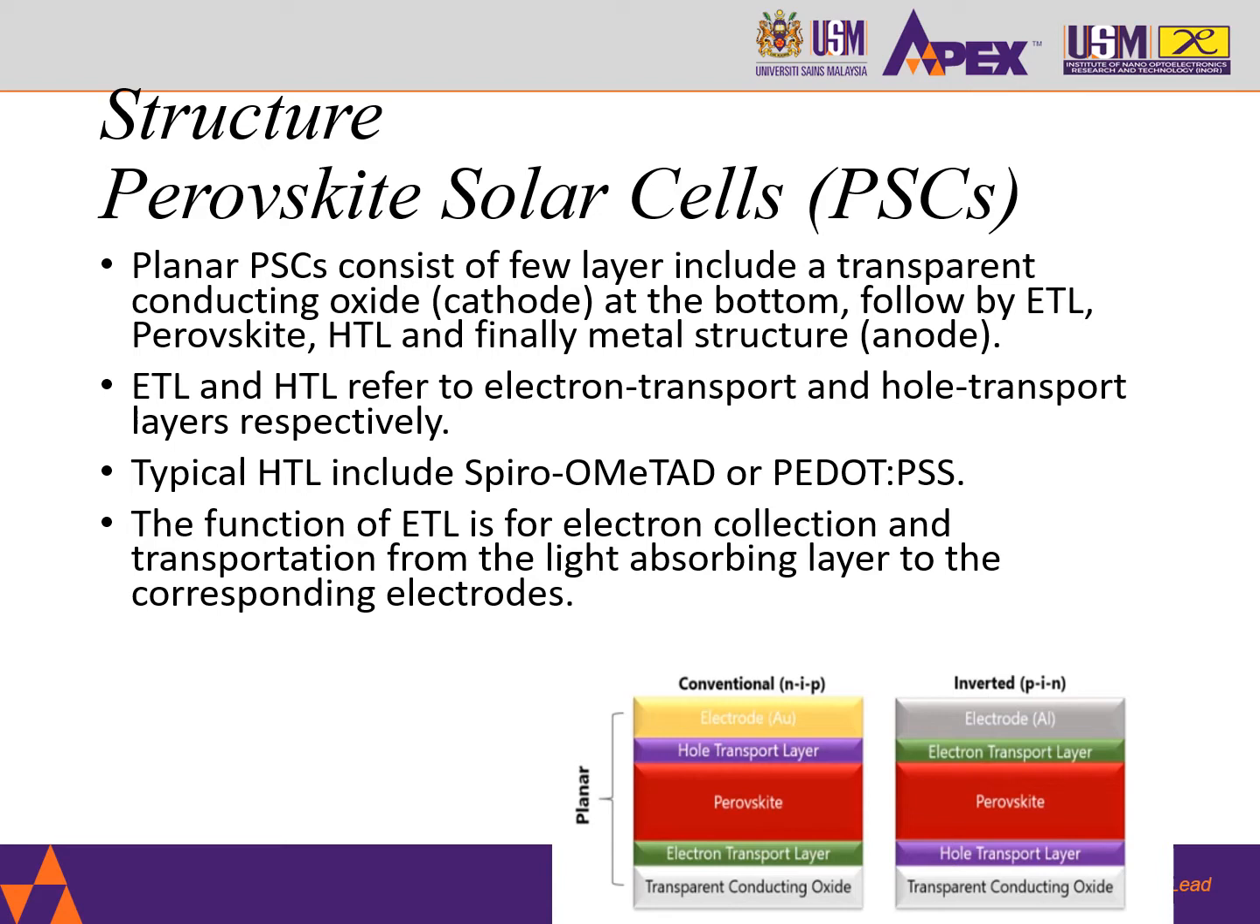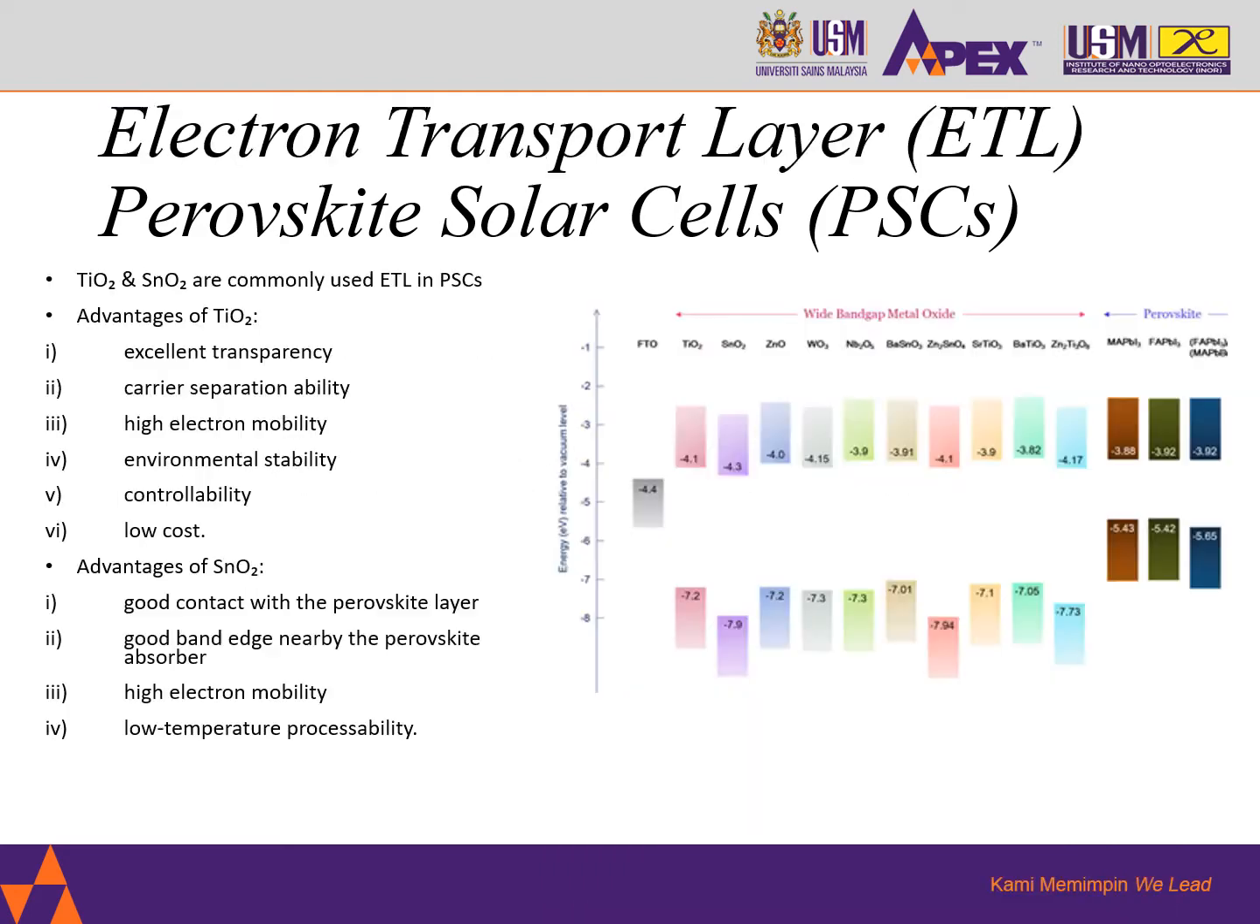For the electron transport layer, the function is electron collection and transportation, so that the light absorbed from the transparent conducting oxide will be transferred to the corresponding electrodes. The most commonly used ETLs in PSC are TiO2 and SnO2. The advantages of TiO2 are as listed here. It shows very excellent transparency, carrier separation ability, very high electron mobility, environmental stability, controllability, and also low cost.